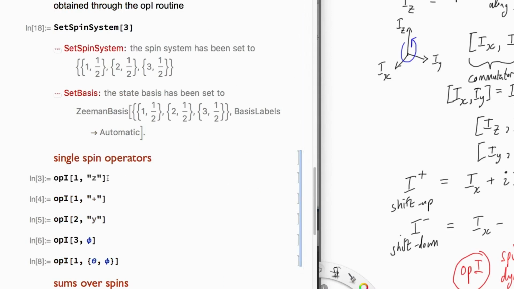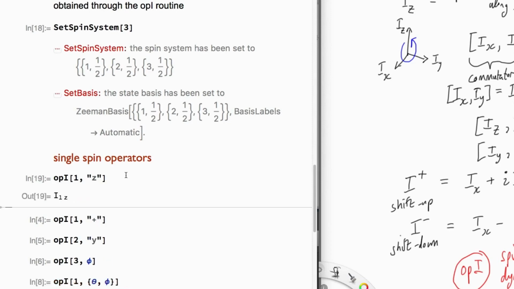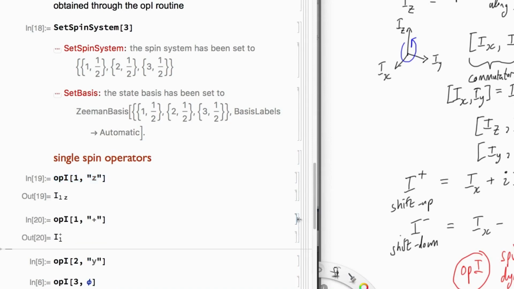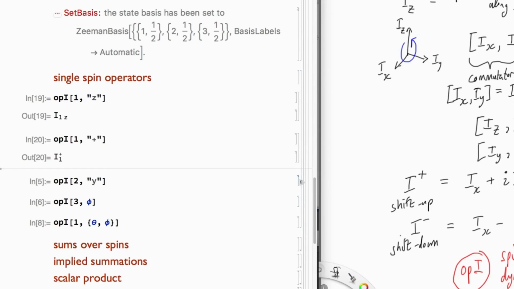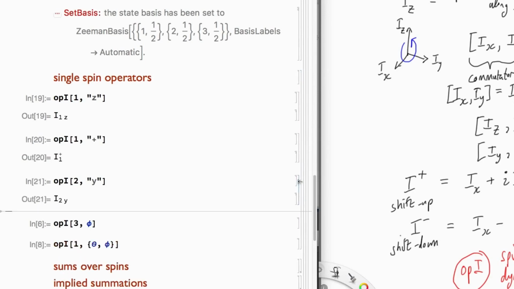And we can define some spin operators. So here I've used the symbol op I and given it some arguments inside the square brackets. The first argument says which spin this operator belongs to. So in this case it's spin number 1, and it's a Z operator. So this is the operator I1Z for the angular momentum of spin number 1 along the Z-axis. Similarly, one can define the shift operator for spin number 1, or the Y operator for spin number 2.